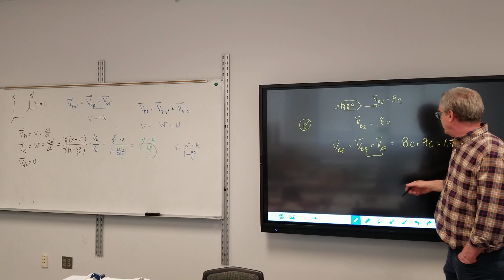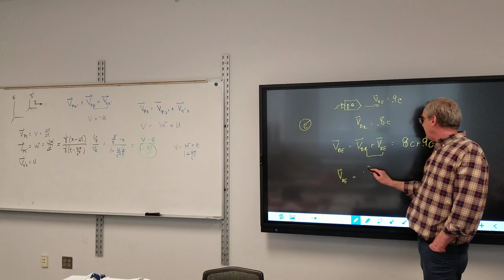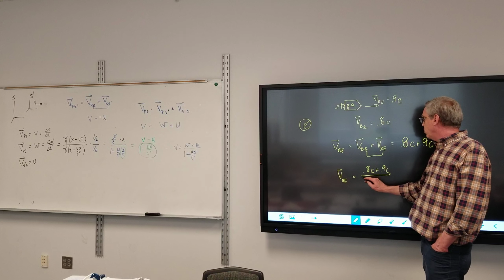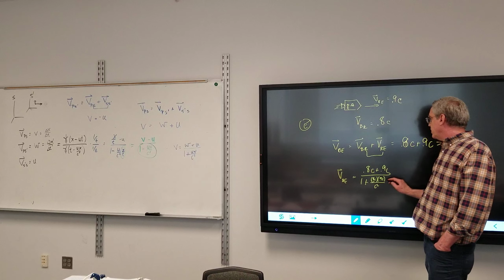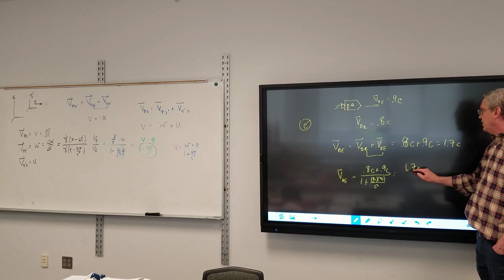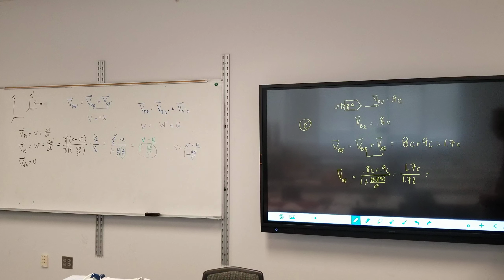And so now, let's do it. The velocity of the ball with respect to the Earth is going to be 0.8c plus 0.9c over 1 plus 0.8c times 0.9c over c squared, which is 1.7c divided by 1.72. And we have a number that's going to be less than the speed of light, which is fortunate. And we end up with 0.9 something, like 0.988c.